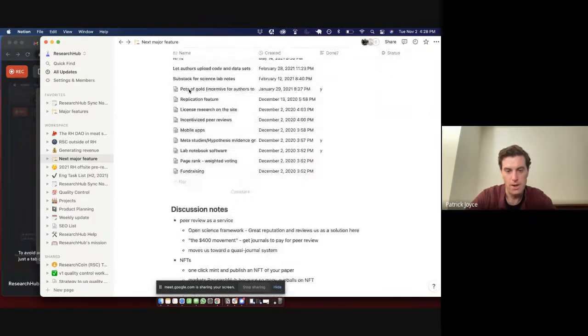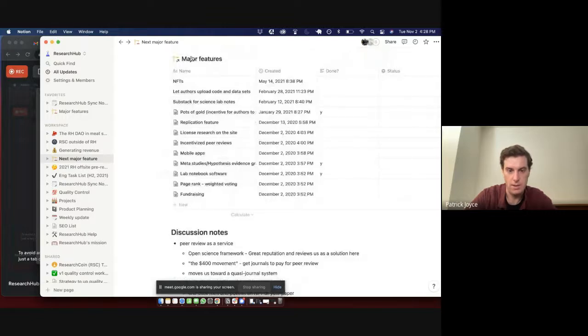So the thought process with these new major features is that the stuff we've done so far is kind of working, but we're still looking for the killer value prop that helps ResearchHub grow. But that might also be earning tokens for posting papers. And we won't really know that for sure until we're listed.